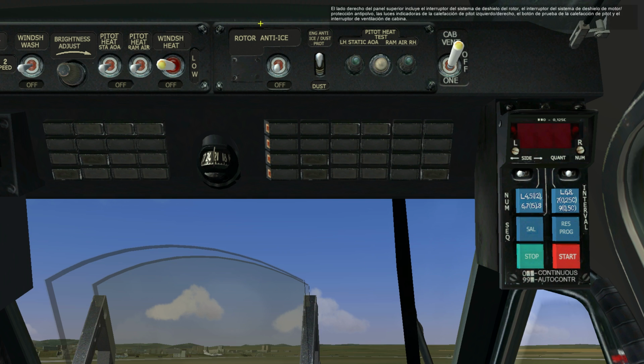The right side of the overhead panel includes the rotor de-icing system switch, the engine de-icing dust protector system switch, the left-right pitot heat indicator lamps, the pitot heat test button, and the cockpit ventilation fan switch.